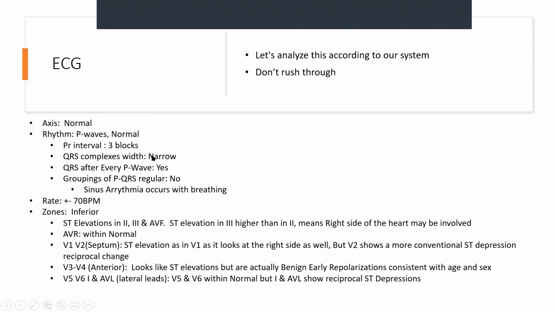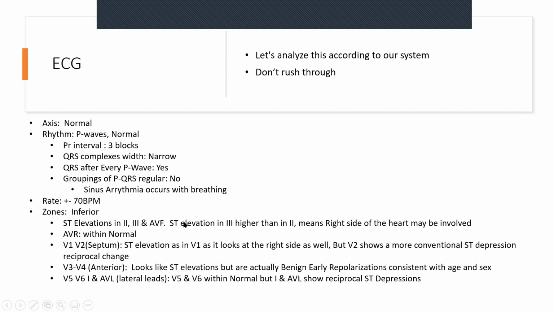QRS complex width was narrow. We had a QRS after every P. Were the groupings of P, QRS regular? No, they weren't, but it was sinus arrhythmia that occurs with breathing, all right? The rate was about 70 beats per minute. So the zones, we started with the inferior zone. We had ST elevations in leads 2, 3, and aVF.